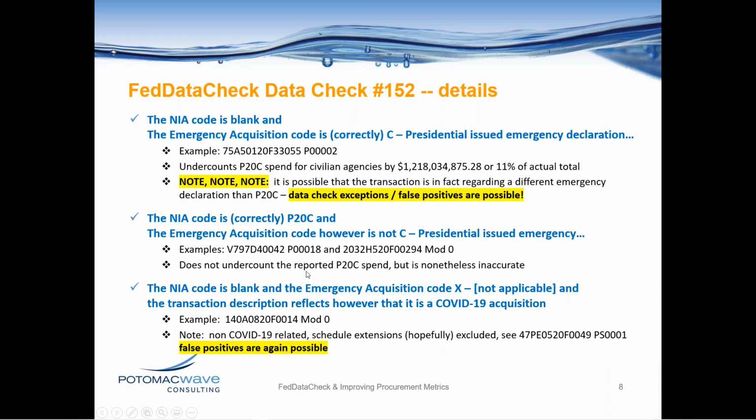Okay, so those are the examples I went through. If you leave the NIA code blank and it looks like it's COVID-19, that's $1 billion of the civilian agency total right now. It was COVID-19 spend, but it's not counted as such.